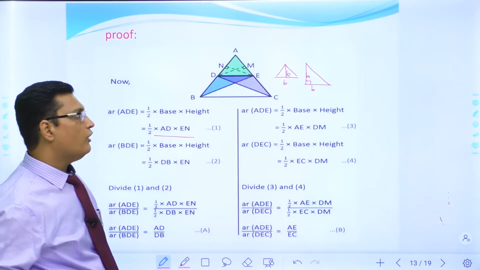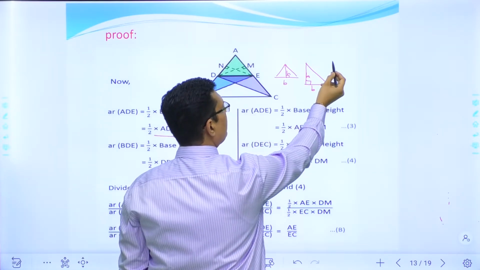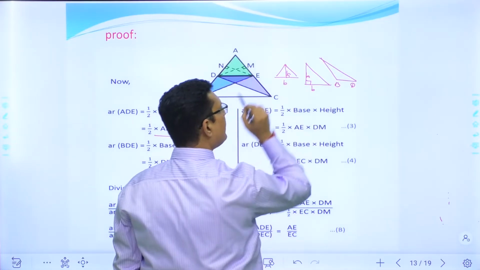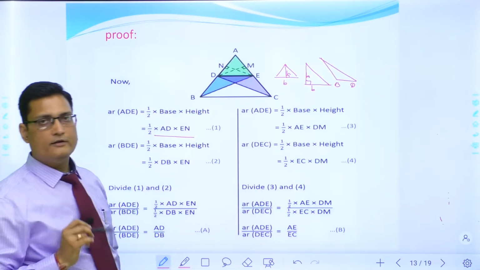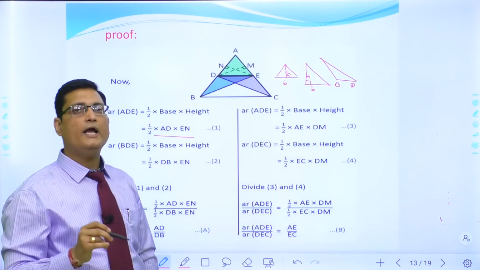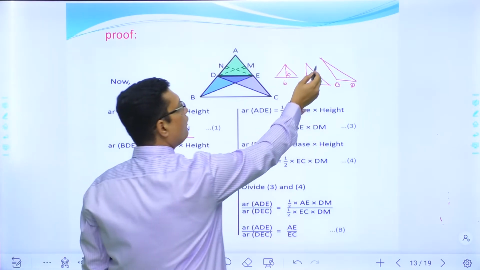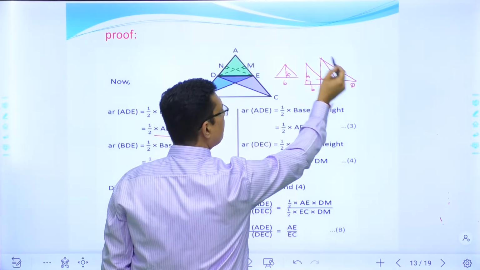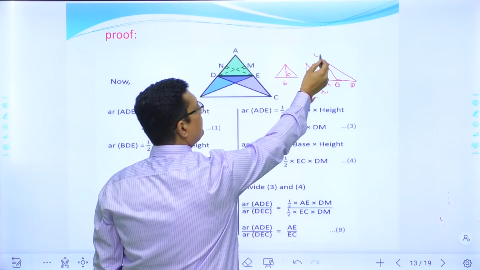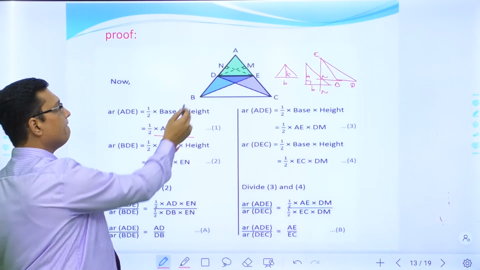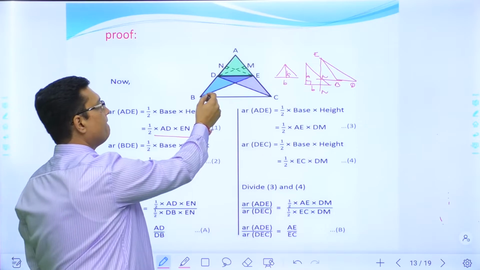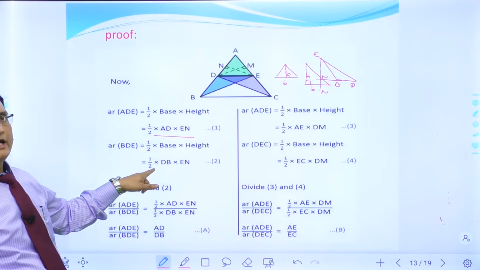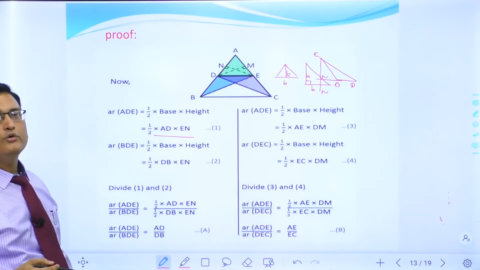Now, in case of an obtuse angle triangle, if it is BD and I want height, then the height will lie outside the triangle. How? If I draw this line EN, then it will be the perpendicular line EN. So this same case is here. If you understand, BDE is a triangle, BD is base, EN is height. So the area of triangle BDE is half DB into EN.